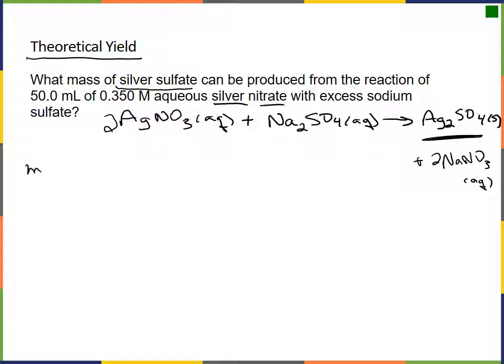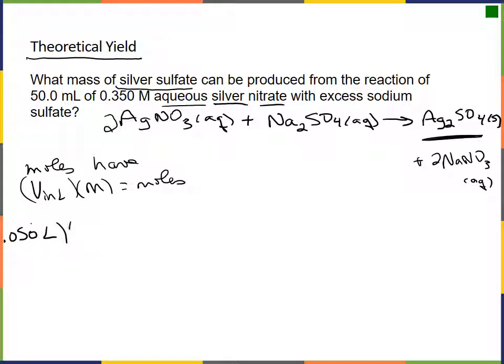Step 2, moles of what we have. Well, we are given some silver nitrate. We know that volume in liters multiplied by the molarity is going to be moles. So we're going to put our volume in liters, take 50 and divide it by 1,000, and we're going to get 0.050 liters. We're going to multiply that by 0.35 moles per liter. That is going to give us a value here of 0.0175 mole of the silver nitrate.